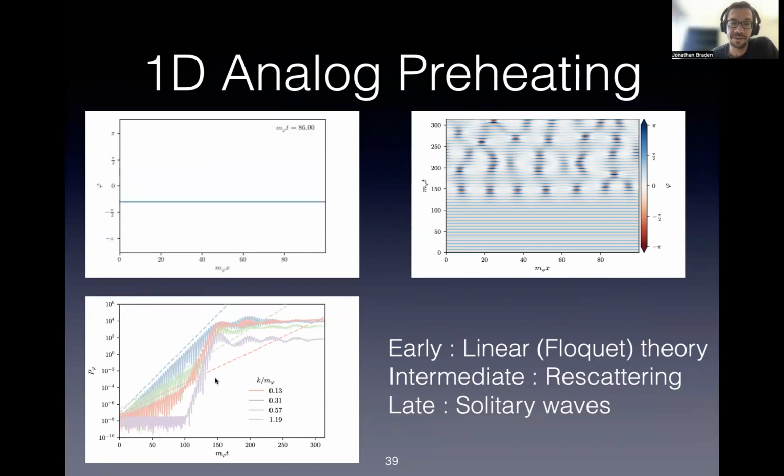You find very good agreement at early times. And then at some point, nonlinear effects start to be important, and the growth rate of modes in the instability band will change, and also modes that were initially outside of the instability band will also start to grow. So that's the first stage of nonlinear interactions.